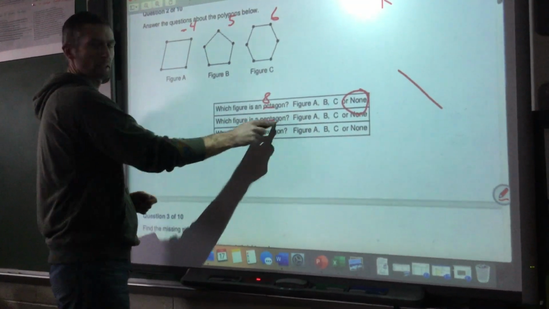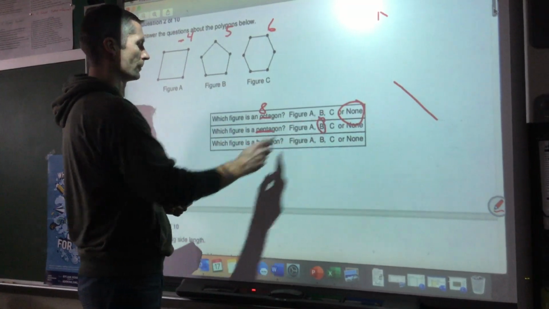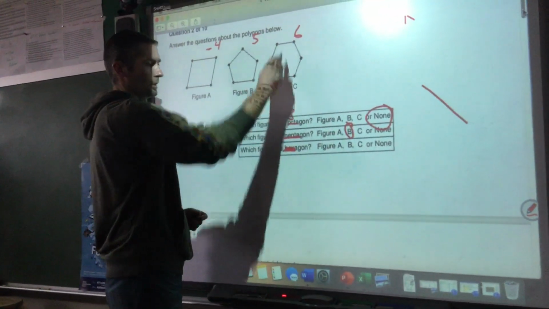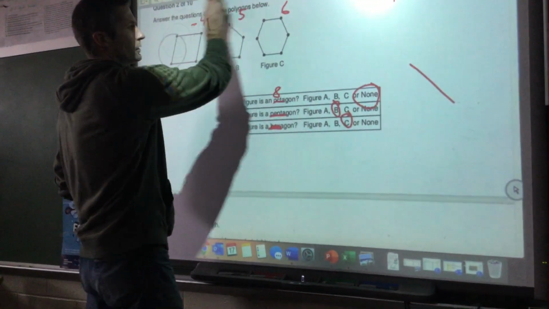Which one's a pentagon? Penta, meaning 5. So it'd be that one, B. Which one's a hexagon? Hex would be 6. So that's figure C. Okay, that's the first two.